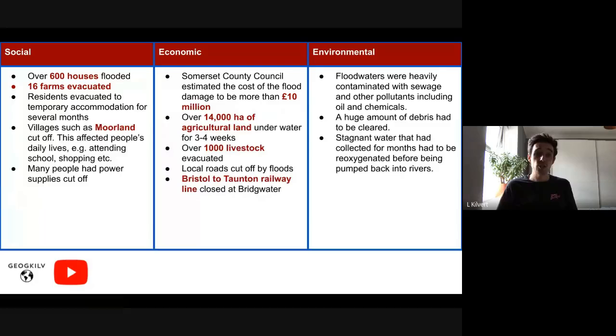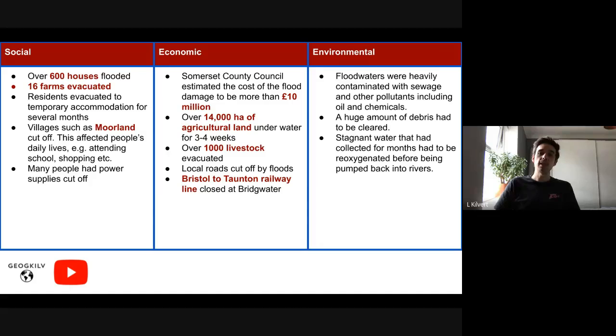You've got villages such as Moorland, and I've put that in bold for you because that's an example of a real place which is cut off, which affects people's day-to-day lives, such as attending school, going shopping, and because of that, many people had their power supplies cut off. Somerset County Council, in terms of the economic effects, said that it would cost about 10 million to be able to clear up, slightly lower than the estimate on that video, but still quite high.